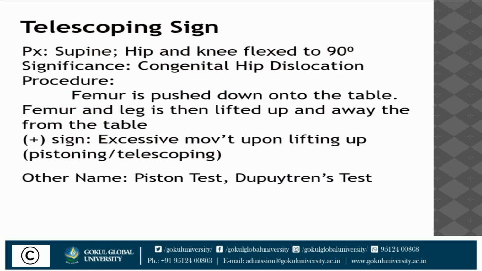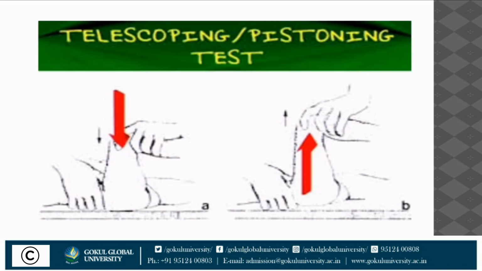Next test is telescopic sign. Patient position is supine lying, hip and knees flexed to 90 degree. Significance is congenital hip dislocation.